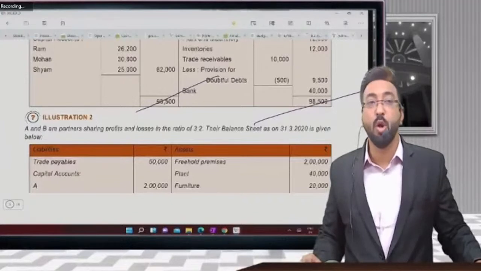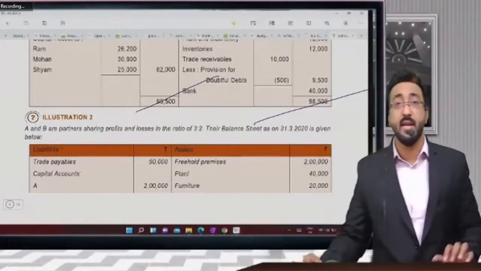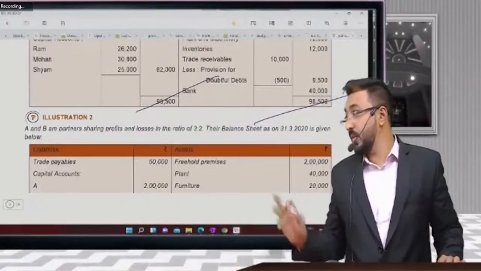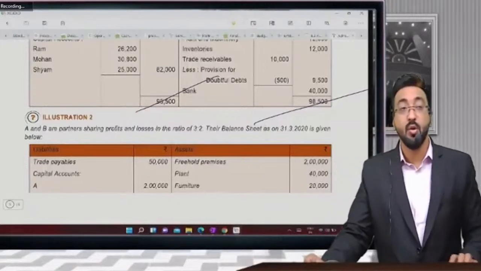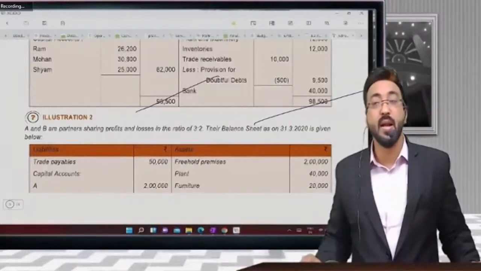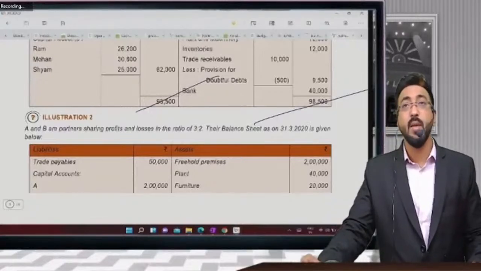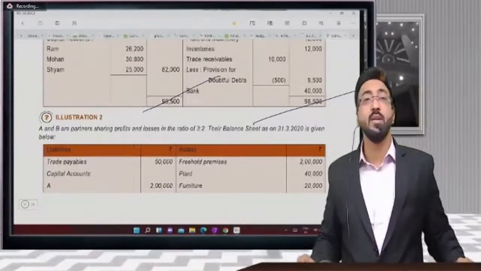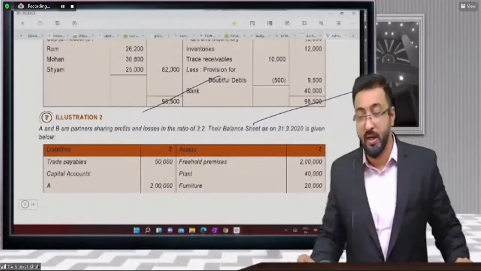Real account: debit what comes in, credit what goes out. Nominal account: debit all expenses and losses and credit all incomes and gains. Nominal accounts are transferred to P&L and personal and real accounts are carried to the balance sheet. Modern approach: asset shows debit balance, liability shows credit balance, expense shows debit balance, income shows credit balance, and capital shows credit balance.